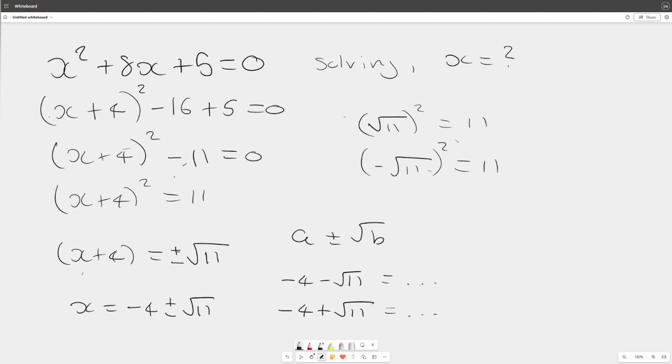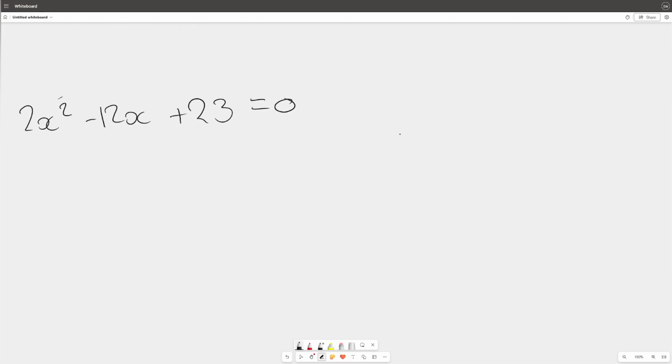What will be the turning point if we know this form? So we have (x + 4)² − 11. The turning point is at (−a, b), and here a is 4. So we will have minus 4, and b is minus 11. So minus 11 goes there. Perfect. Let's move on to the next example.